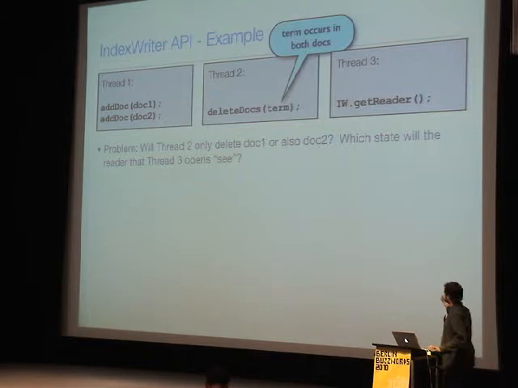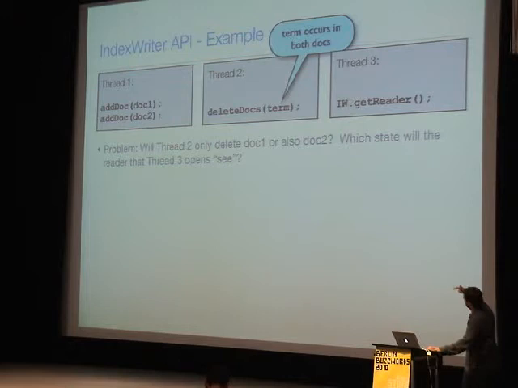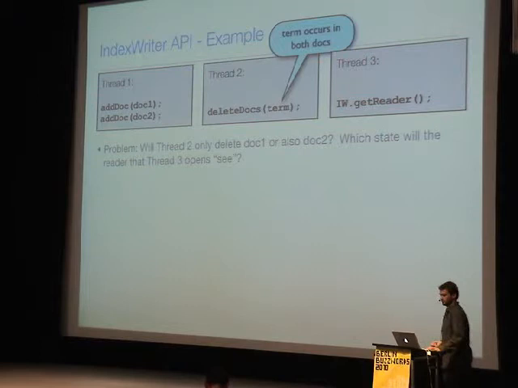So the thread C only sees document one deleted. You know, that would happen if the getReader call happens before, or if the delete document call happens before the second add document call. And yeah, which state will the index reader see?